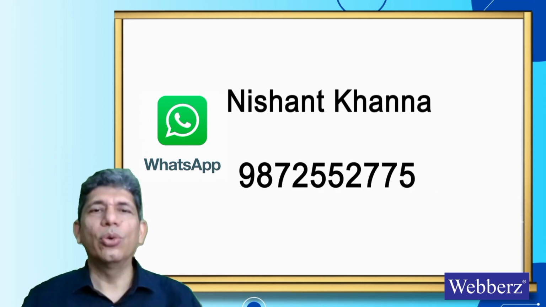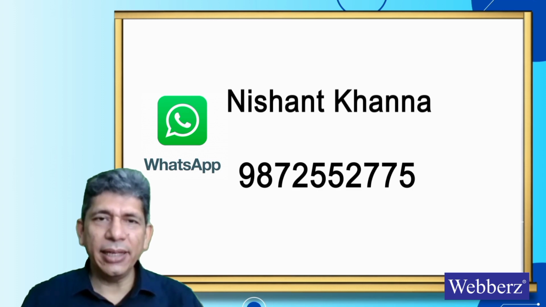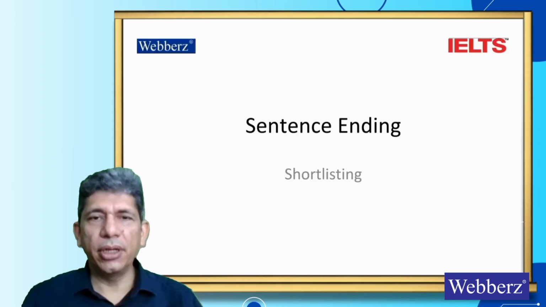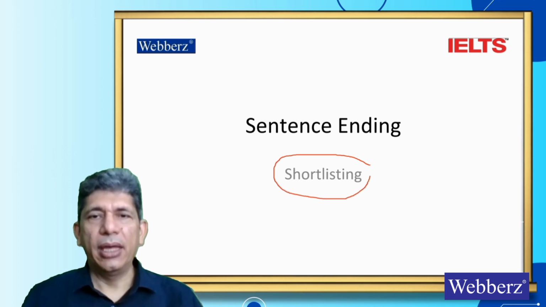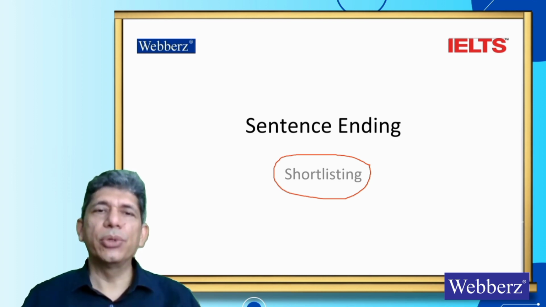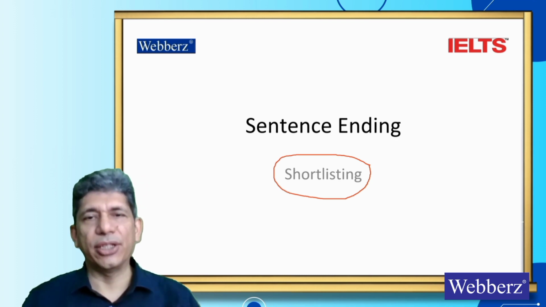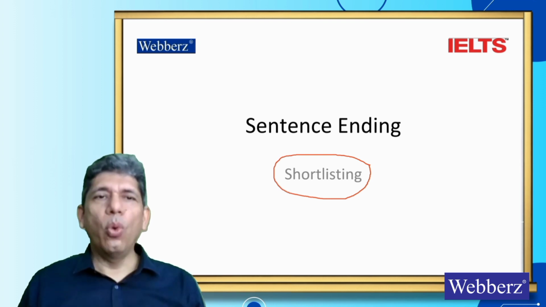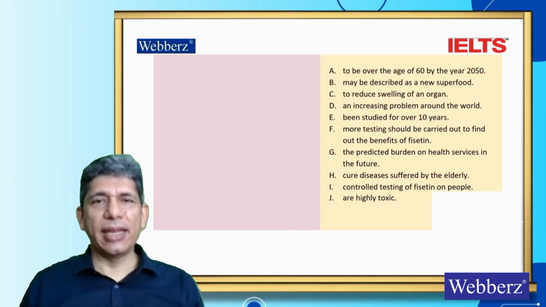So we will learn sentence endings, and we are just going to learn about shortlisting, how to shortlist them. In this session, I'll be just handling the shortlisting, and probably in the next session, we would try and understand the full passage. What exactly is a sentence ending?